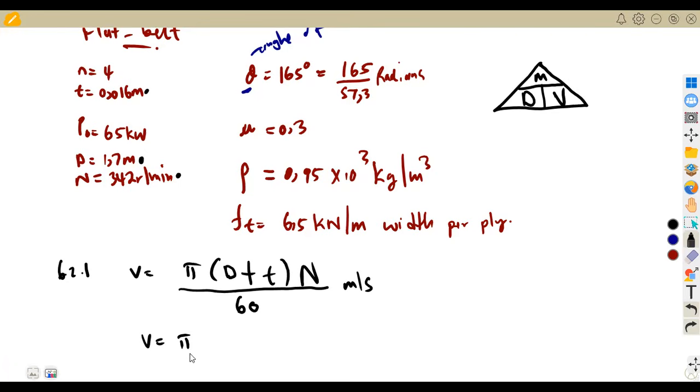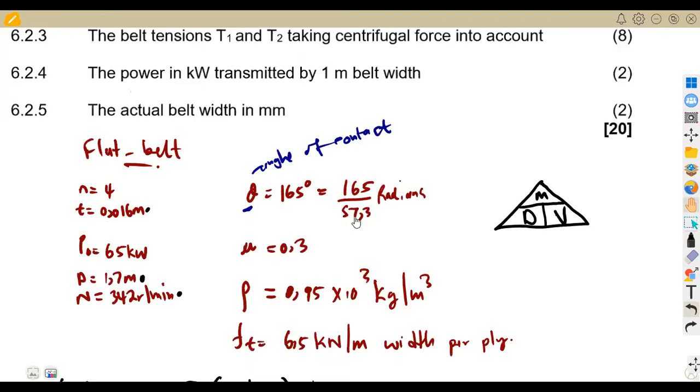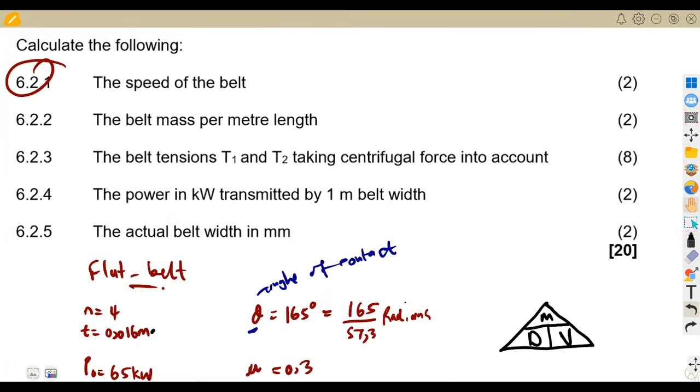In this case, you're going to have pi times the diameter in meters, that's 1.7, plus the thickness in meters, which is 0.016, times the speed in revs per minute, which is 342, everything over 60. If we simplify properly here, we are going to have our speed in meters per second. That gives us something like 30.7285, roughly 30.729 meters per second. So that is the belt speed in this case.